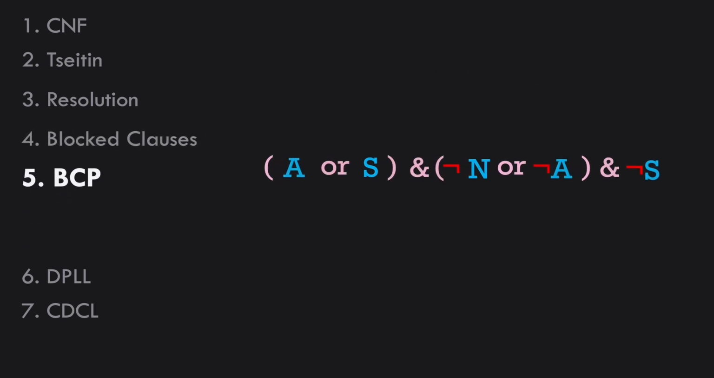Next is BCP. Now in BCP, it's basically what we did before with trying to isolate one of the elements, like the S, and then just basically removing it as we just did before. So not S must be true to make the formula satisfiable.